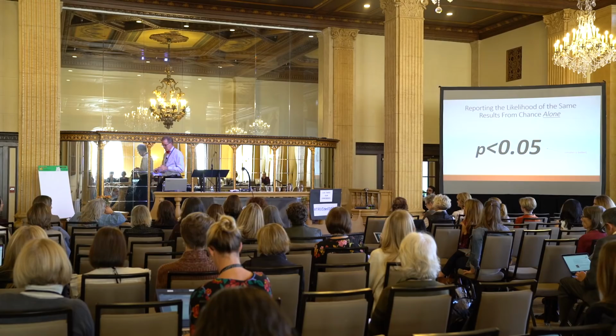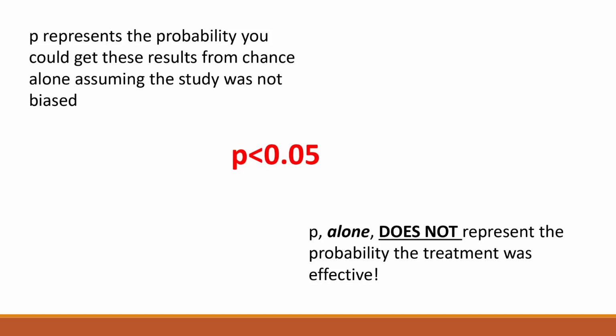In a study that makes a prediction in a direction, the actual likelihood that this has happened is actually half what you see there. So P represents the probability you could get these results from chance alone, assuming the study was not biased, assuming nobody had their thumb on the scale, either deliberately or accidentally. And most bias in studies is accidental. Some of it is just sloppiness. Occasionally, it's deliberate.